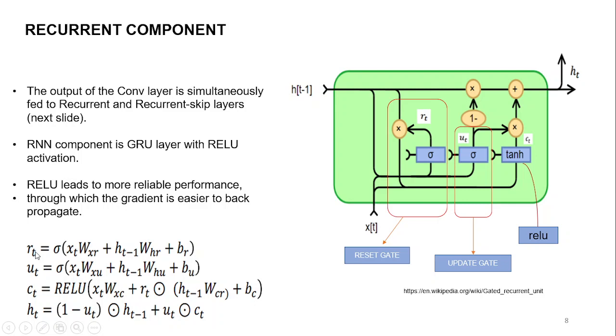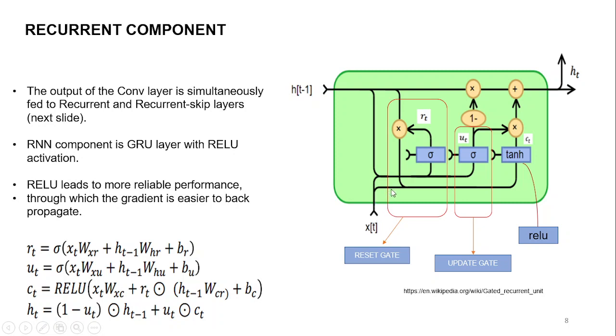For the reset gate, the input matrix X_t and the previous hidden state are concatenated and also passed through the sigmoid activation function. We have the formula here, where W_xr is the weight assigned to the input matrix, W_hr is the weight assigned to the previous hidden state, and b_r is the bias.